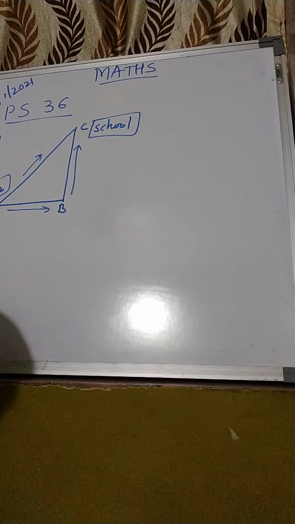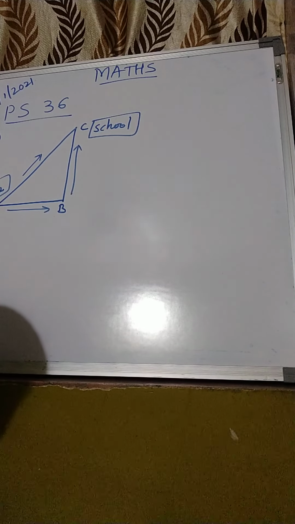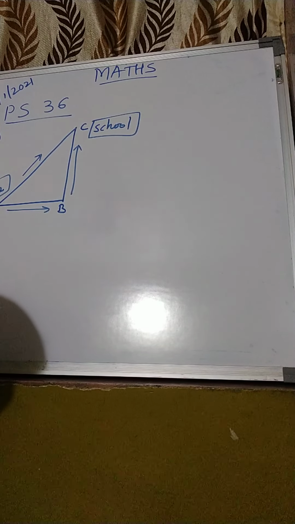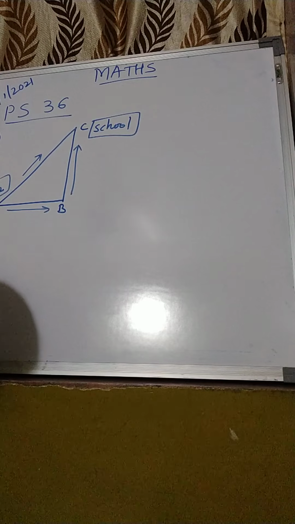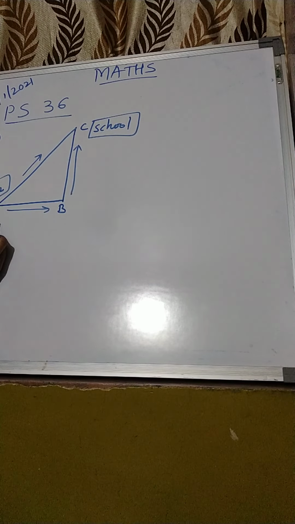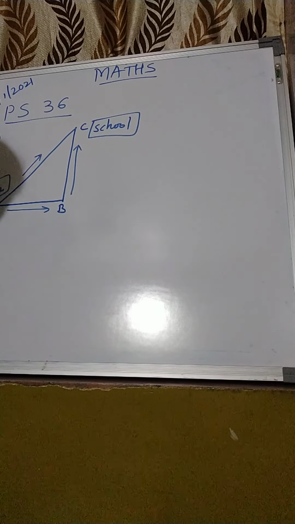As shown in the figure, Avinash is standing near his house. He can choose from two roads to go to school. Which way is shorter and explain why? Now see, here Avinash's house is at the point A, and his school is at the point C.